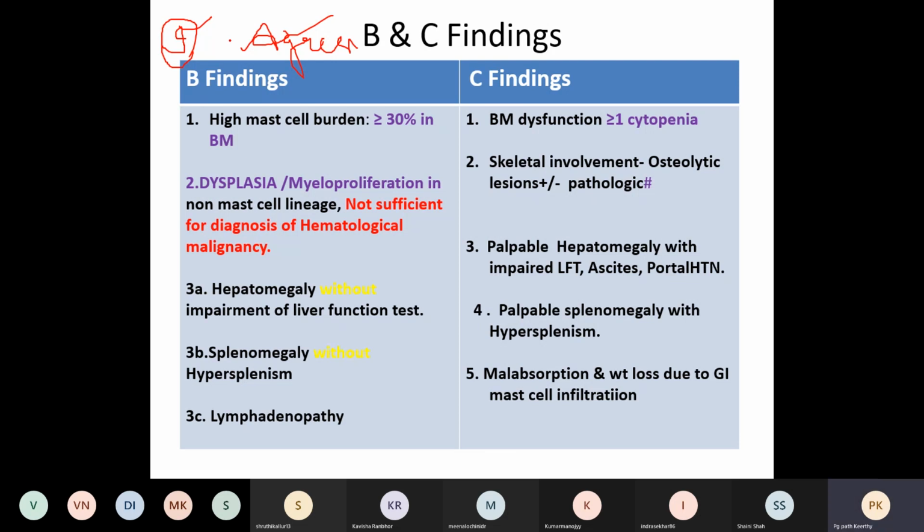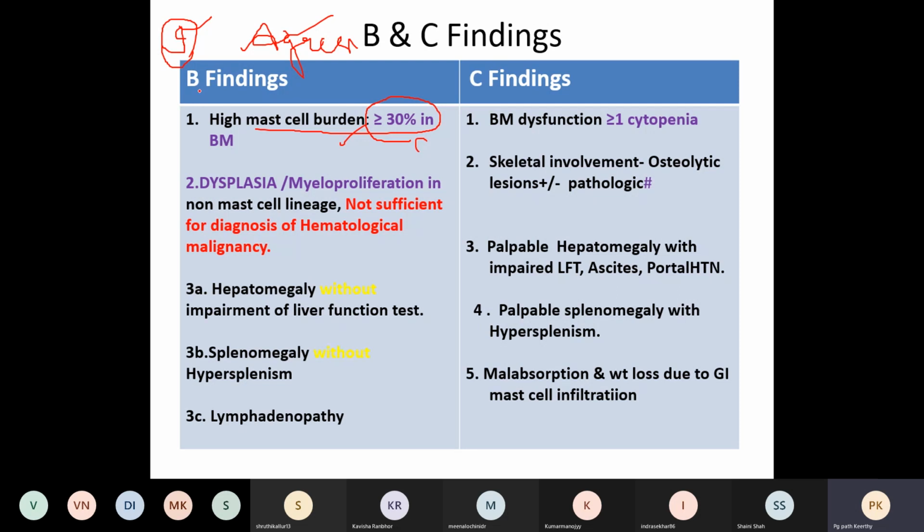Okay, then coming to the B symptoms. So B symptoms first: the mast cell burden in the bone marrow should be more than or equal to 30%. So mast cell burden in your bone marrow more than or equal to 30%. That is one thing.